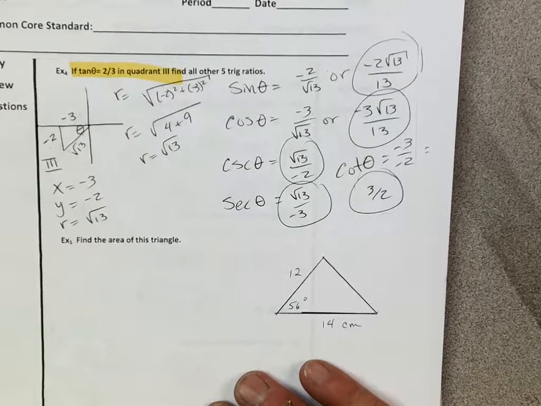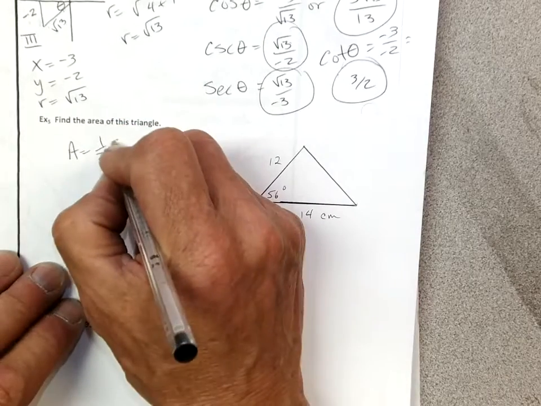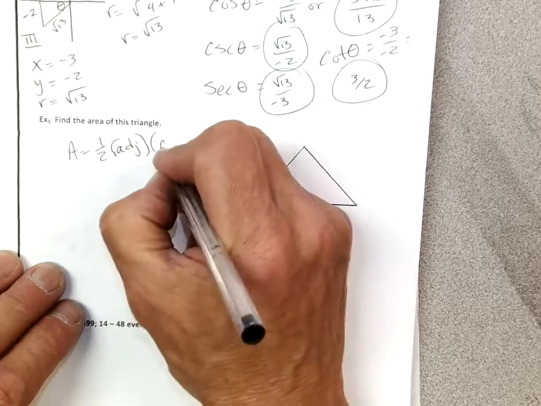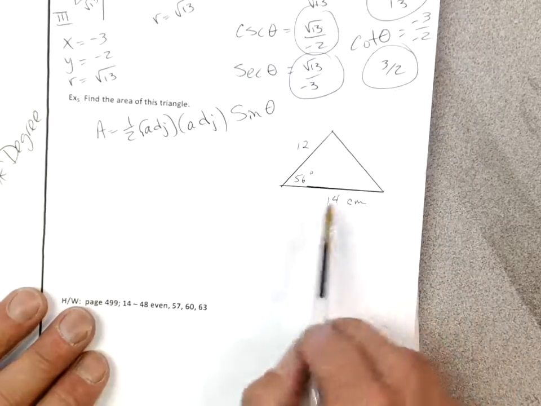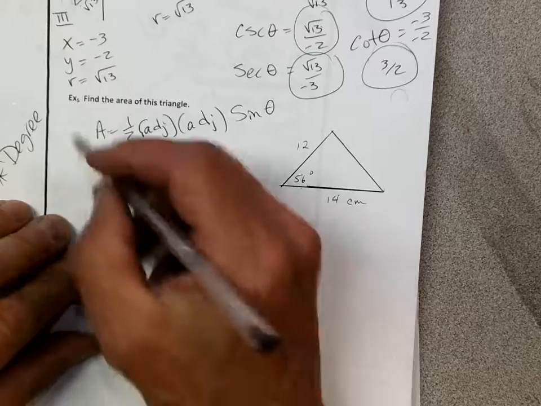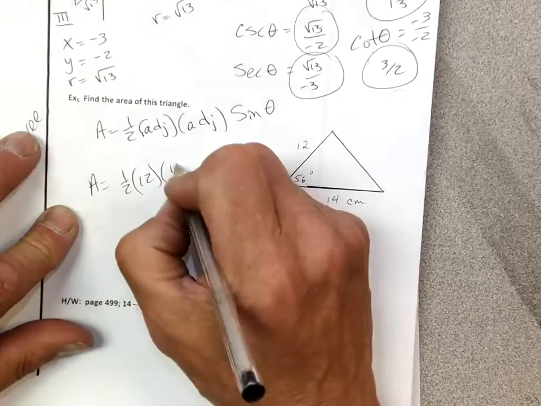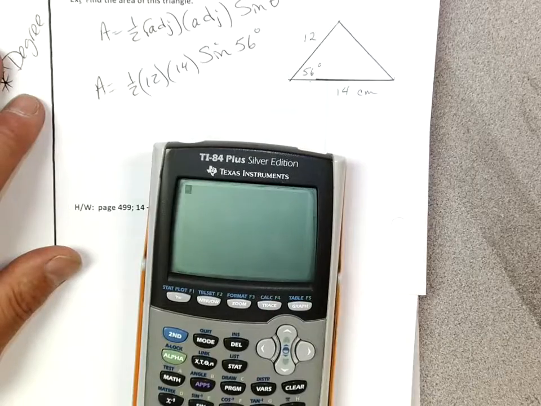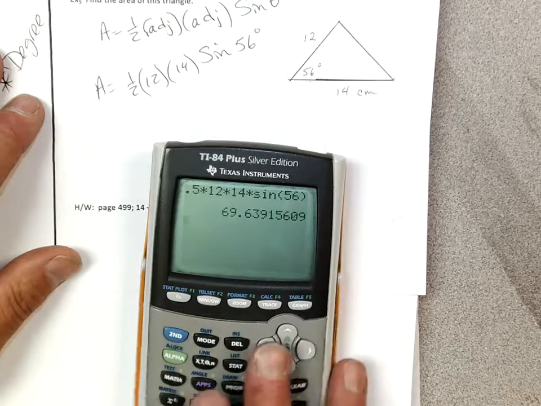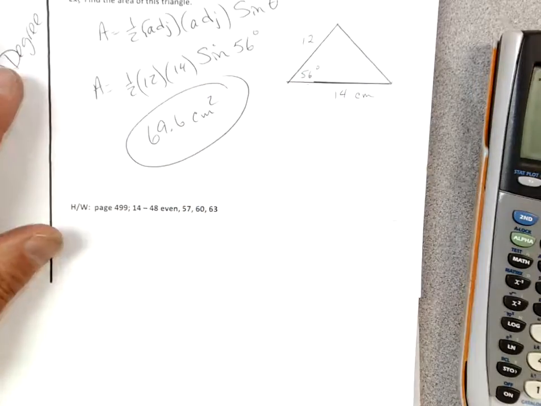Example number 5, the easiest of them all: area. The formula is area equals 1/2 times the adjacent times the adjacent times the sine of theta. We have to be in degree mode because our angle is given as 56 degrees. So area equals 1/2 times 12 times 14 times sine of 56 degrees. On the calculator I get about 69.6 centimeters squared. Not too bad.